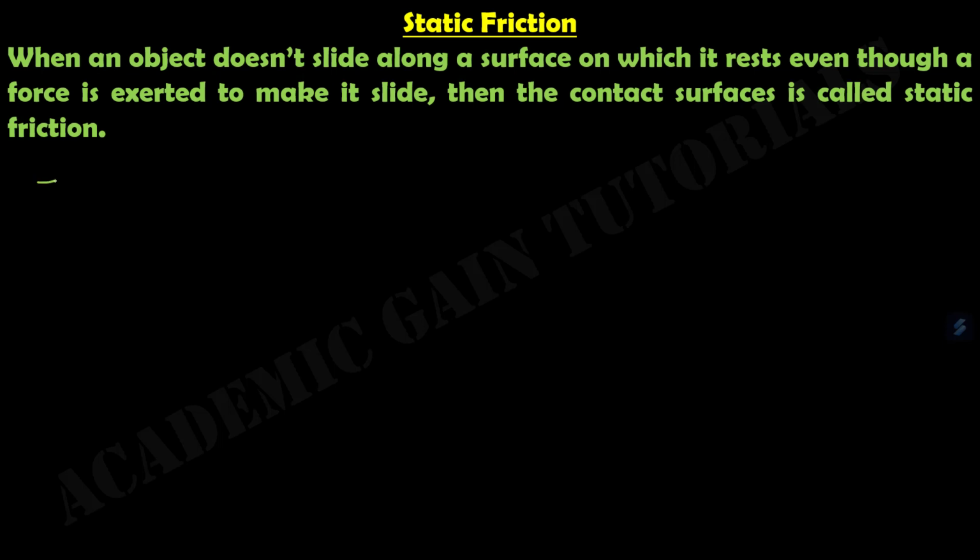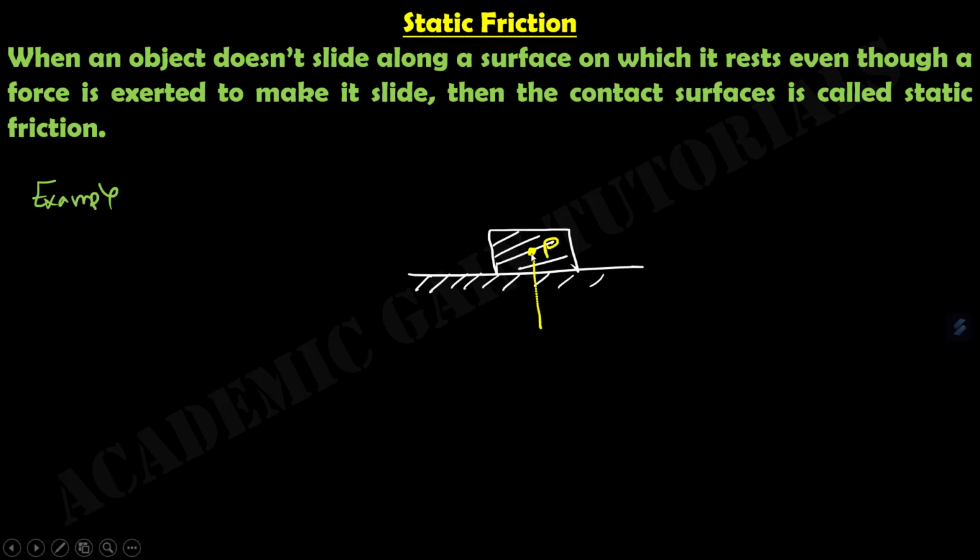So let us take an example. Suppose this is a table and we put an object on that table. In this case, this is the center of mass. We denote the center of mass as P. The weight W of this object is acting in the downward direction. And according to Newton's third law, the table also exerts an equal reaction force R along the center of mass P, opposite to W. Since these two forces act along the same straight line, the block will be in a static position. So the box is static.